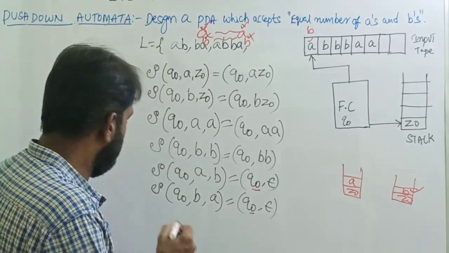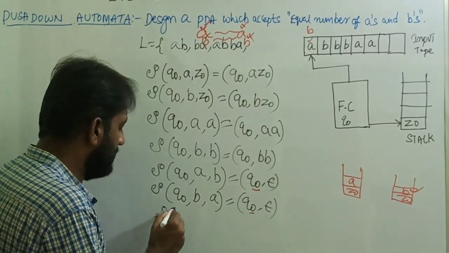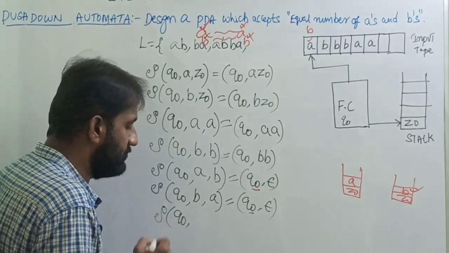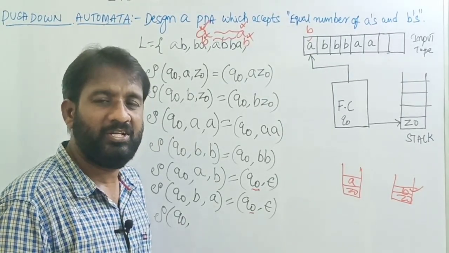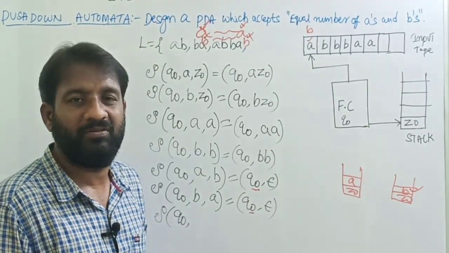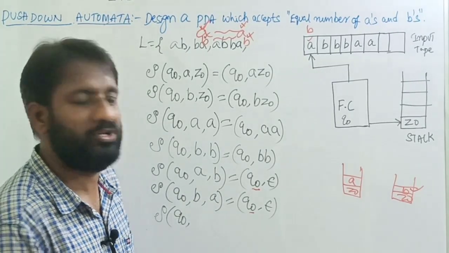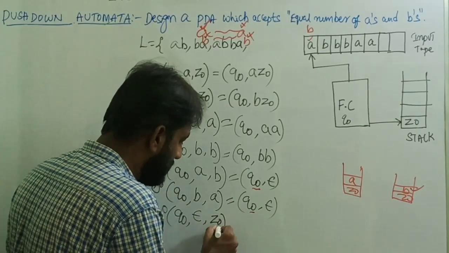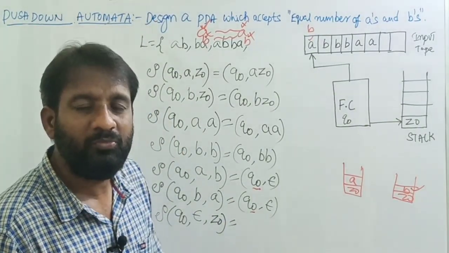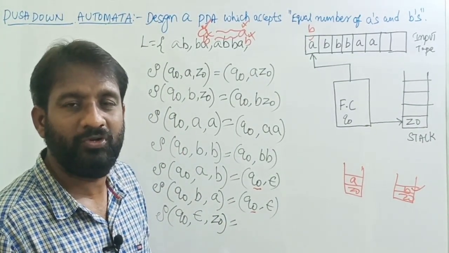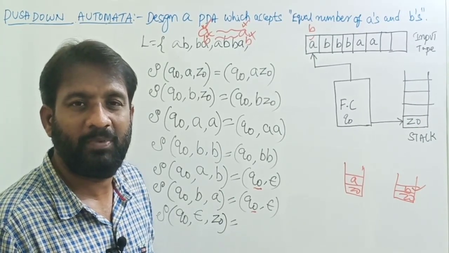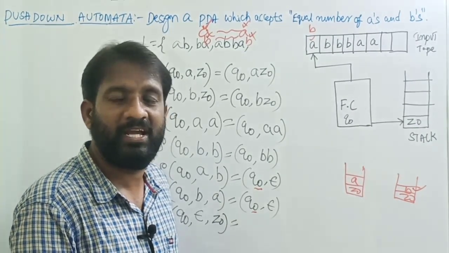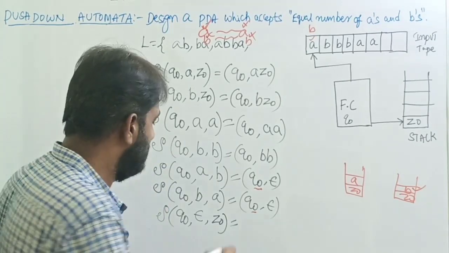So now, what is the last transition? We can write it as a transition of Q0. Let's assume that all input symbols are exhausted. So the next input symbol is epsilon, comma, top of the stack is Z0. So now you move to the final state and don't do any operation on the stack, either push or pop operation, so that we can say the language is accepted by final state.